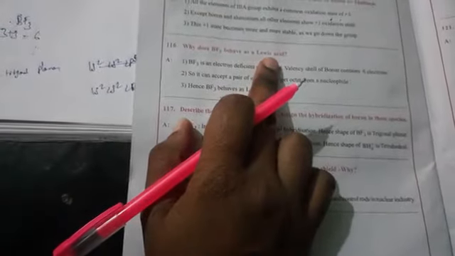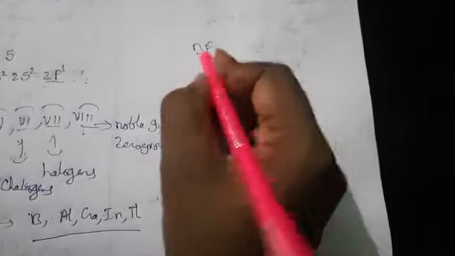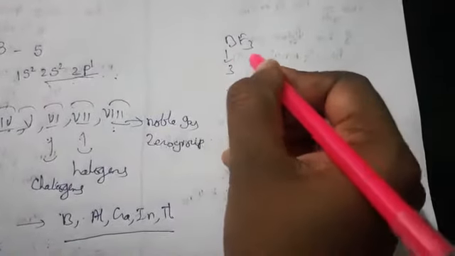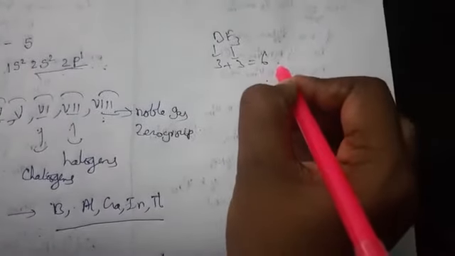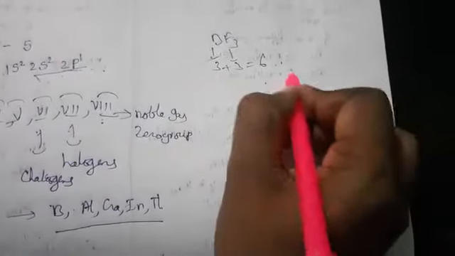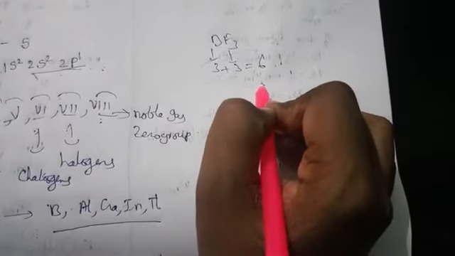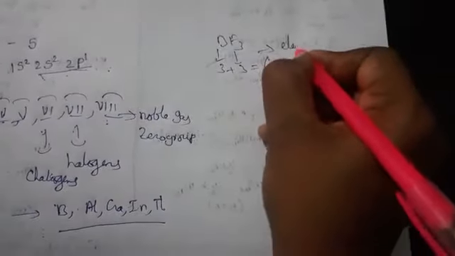Coming to the second one, why does BF3 behave as a Lewis acid? What is a Lewis acid? A Lewis acid is an electron pair acceptor. As I have told you, BF3 acts as a Lewis acid. How many valence electrons does boron have? 3. So total 3 plus 3, it has 6 electrons. Still it can accept 2 electrons to get the octet configuration. So BF3 is an electron deficient compound.